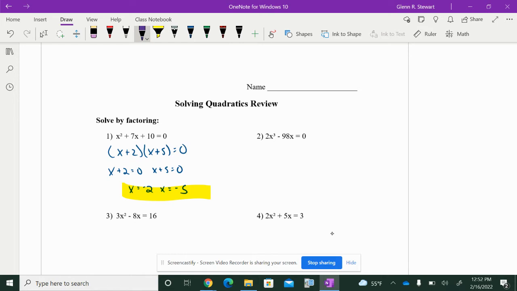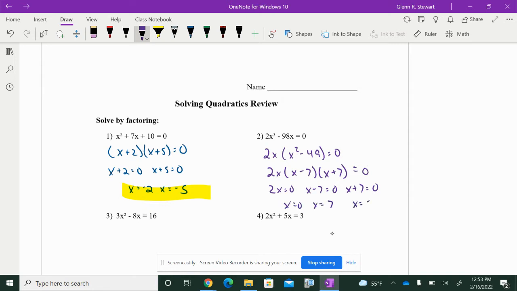Next up, we can definitely take a 2 and an x out of this. So we'll end up with x squared minus 49, and that is a difference of squares. So now I've got x minus 7 and x plus 7 equals 0, and then I can set each of those equal to 0 and then solve them out. So x is equal to 0, x is equal to 7, and then x is equal to negative 7.